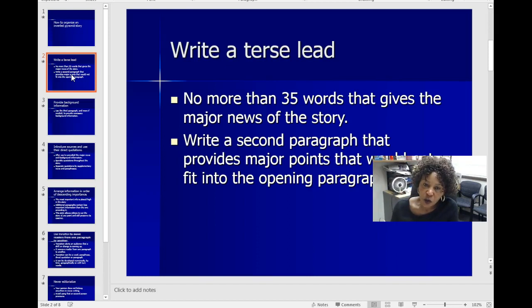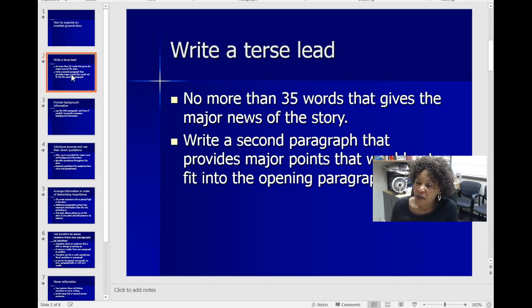You need to go back to one of the things we talked about, the 5 W's and 1 H, where you concentrate on what happened, who is involved, where did it happen, when did it happen, why did it happen, and sometimes how did it happen. And you try to get all that out in as few words as possible in the very first sentence of your writing. And that is why it's recommended that you try to do that in no more than 35 words. And those 35 words will give the major news of the story.